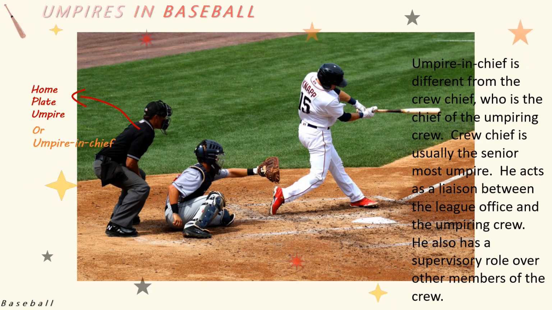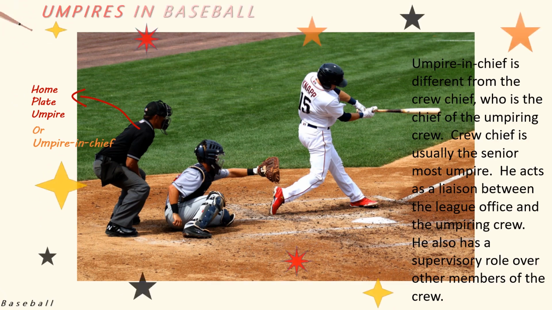He acts as a liaison between the league, meaning the Major League Baseball office, and the umpiring crew. He also has a supervisory role over the other members of the umpiring crew. The home plate umpire, or the umpire in chief, is in charge of the entire game. This umpire calls balls and strikes. He also calls fair balls, foul balls, and makes most calls concerning the batter or concerning base runners near home plate. Just like the catcher, the home plate umpire also wears a mask, a chest protector, and other protection gear.